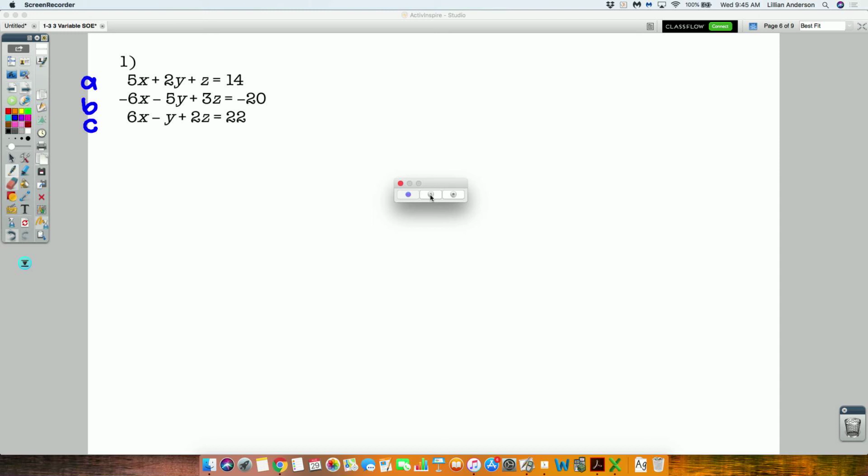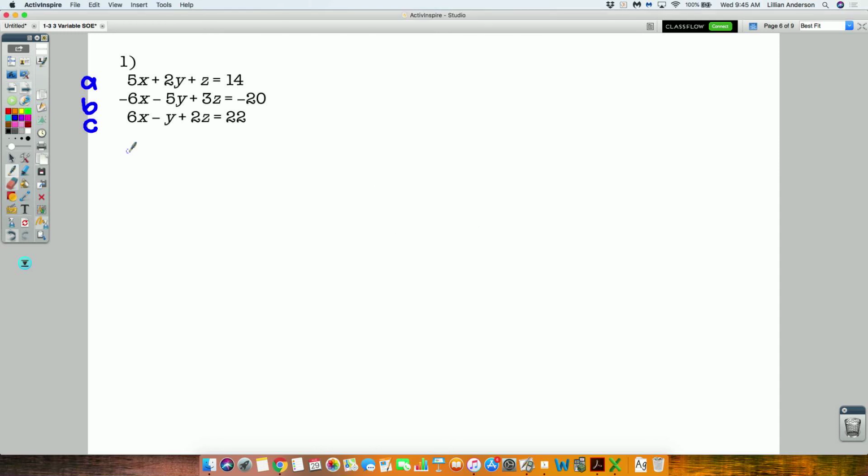So you want to do A and C for the first one? Okay, so if we do A and C for the first one, which ones can we do for the second one? B and C. B and C, okay. Will that always work? Like, can you always do A, C, and then B, C, or will sometimes you have to change it up? You could do A and C and B and C, or A and B and B and C. It doesn't really matter as long as we eliminate the same variable. But we're going to eliminate Y.